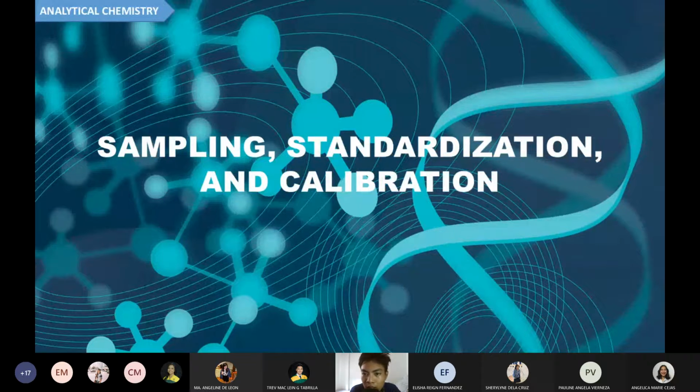Okay, so let's start. Again, chapter 2 is focused on sampling, standardization, and calibration. So what is that all about? This chapter will tell us how we conduct analysis in the laboratory and what are the ways for us to determine the amounts of our substances in our sample solutions. So this will tell us how we will get samples and later on how we will do experiments with our samples. Okay, so let's start.